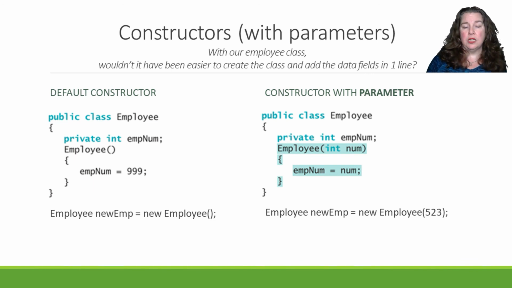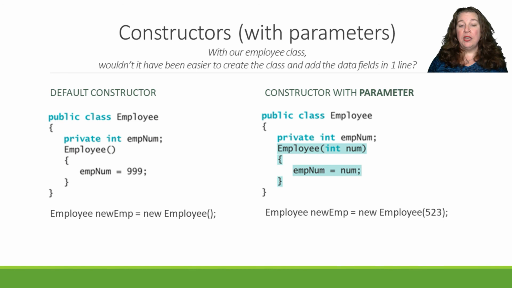The default constructor that Java will create automatically does not take any parameters. It just creates it and sets everything to null. The default constructor that we built doesn't take any parameters, but we can set a default value. So if you didn't give me a value, I'm going to set the employee number to 999. Okay, cool. But if I make a constructor with a parameter of an integer number, I can now set that employee number in one line and not have to write setters, which is convenient. We like to write less code if we can.